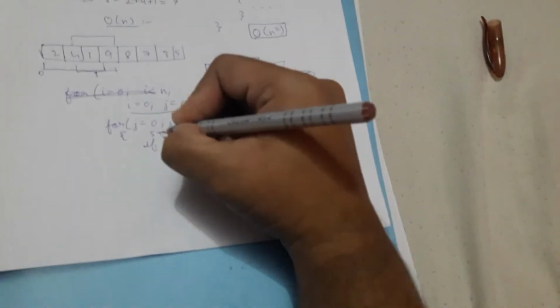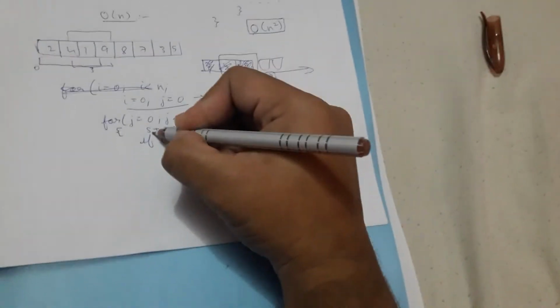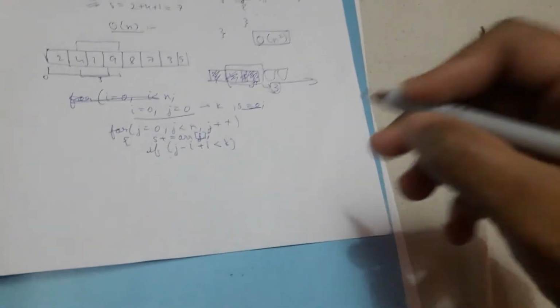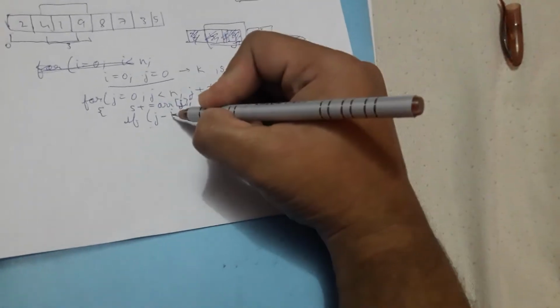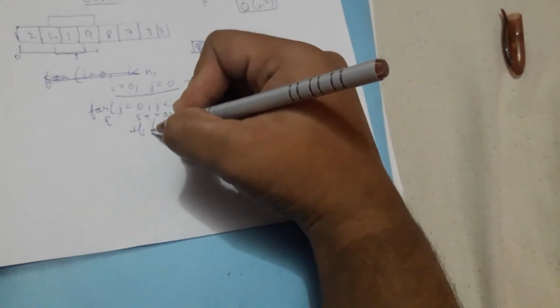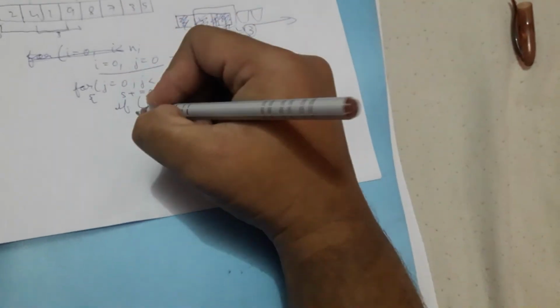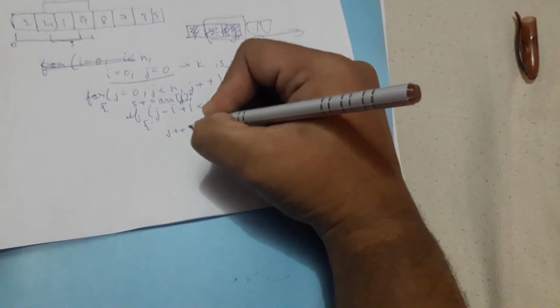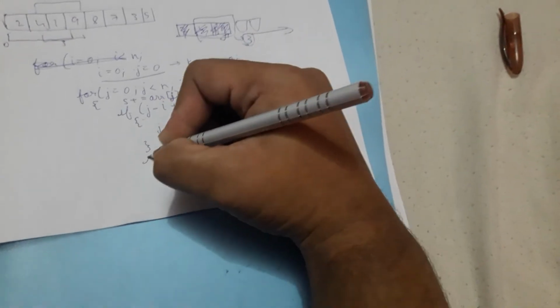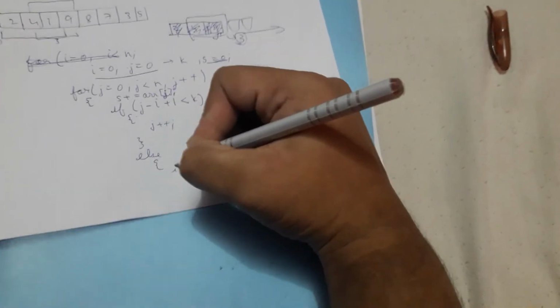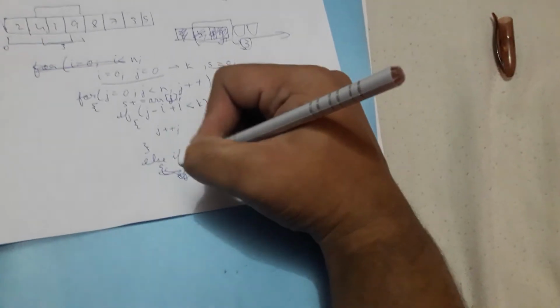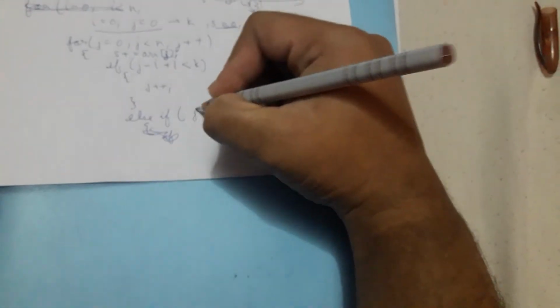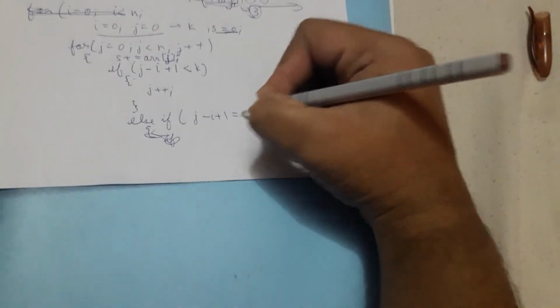This is important, we'll come to know later why I have added the sum before this particular condition. So when j gets updated within this loop, if j minus i plus 1 is less than k, what we will do is we'll increment j. Else if, we'll write else if j minus i plus 1 becomes equal to k.